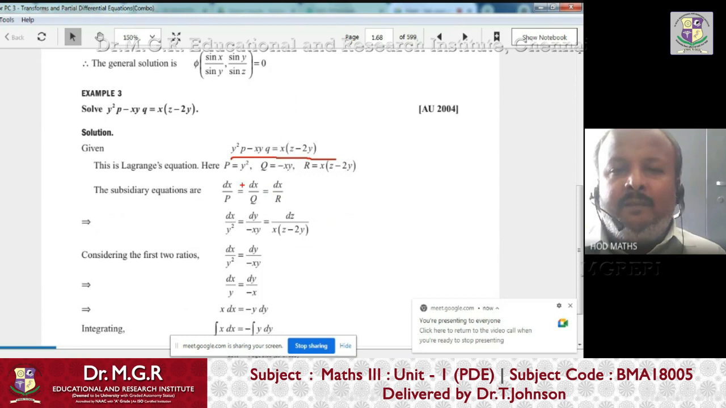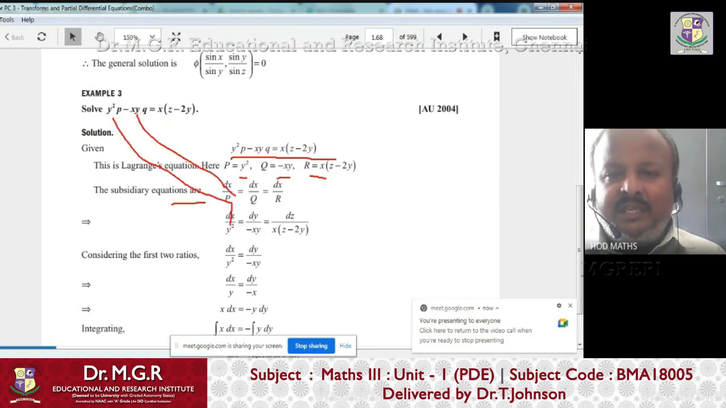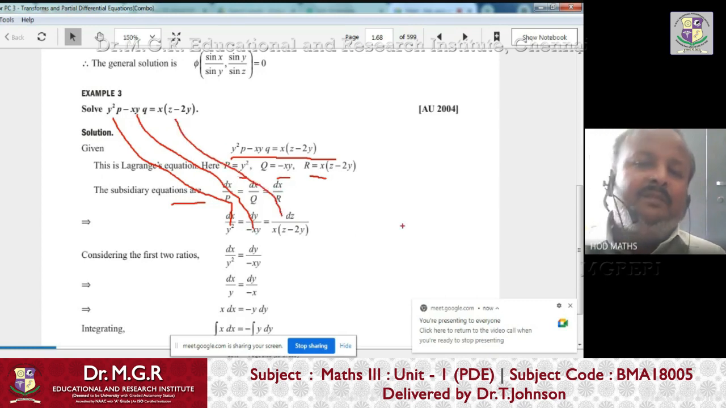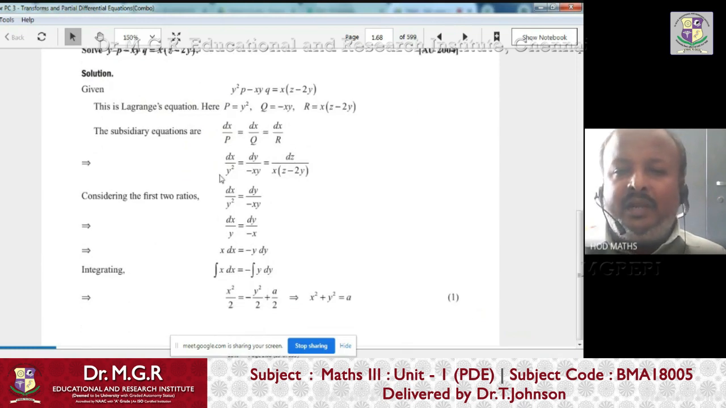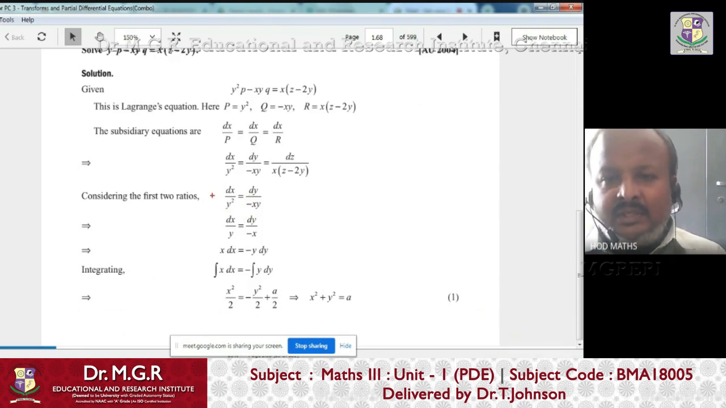So you can identify p, q and r, and you can write it in the substituted equations like this: dx by p, that is y square, and dy by q, that is minus xy, and dz by r, that is x into z minus 2y, right? So here also, if you take the relation 1 and 2, that is first two equivalents, x and y, right? Here also you have a nice procedure, right? You can take this y square on the other side and x on this other side.